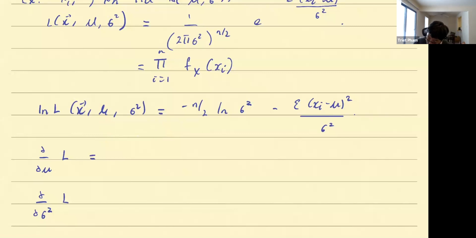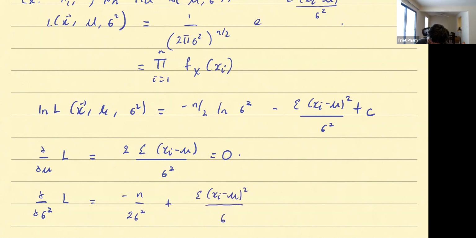So differentiate here, we get, oh, and there's a constant term here that we don't care about. The constant term comes from the 2 pi. The derivative with respect to mu gives us 2 times the sum of xi minus mu divided by sigma square, and we set that equal to 0. Differentiate with respect to sigma square gives us minus n over 2 sigma square plus sum of xi minus mu square divided by sigma to the fourth. Set that equal to 0. Any question here? Notice this is just an equation in mu because sigma square is canceled, and so here you get exactly mu hat is x bar.